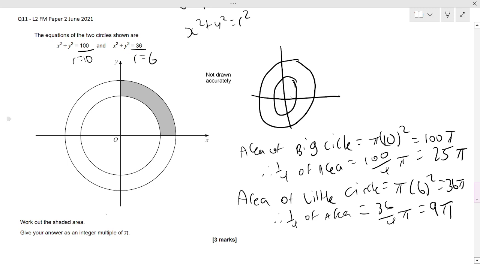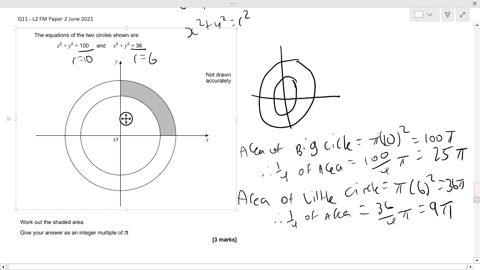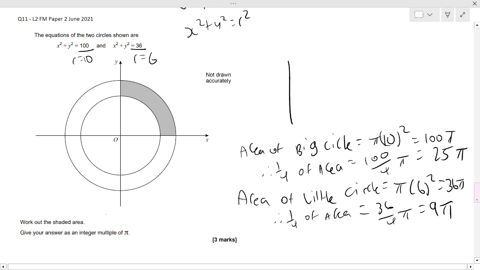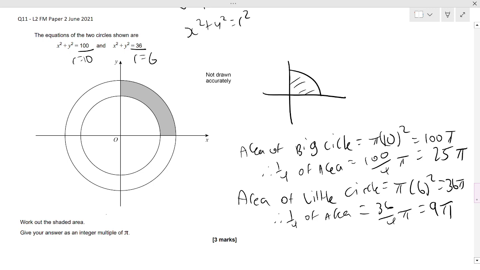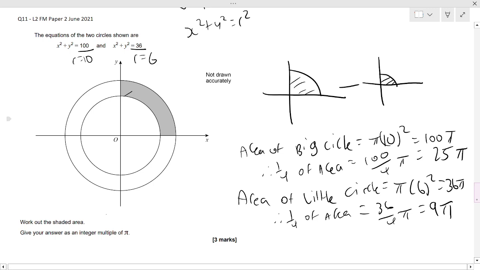But how are we going to get the area of the shaded region? Well, clearly the shaded region is going to be the area of the quarter of the big circle minus the area of the quarter of the little circle. So you imagine it's like this. So the quarter of the area of the big circle's here, and then the quarter of the little circle is going to be here, right? So if we take these two away, we're left with this little region here. Okay.